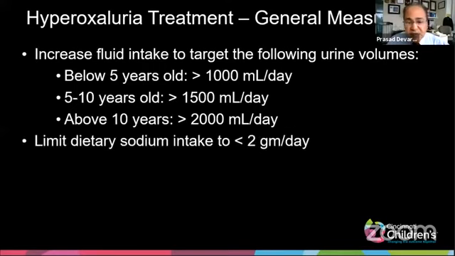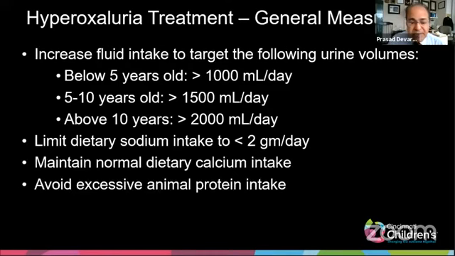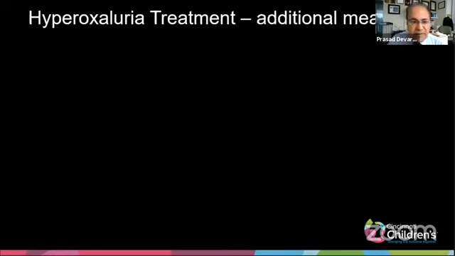We do limit their dietary sodium intake because excessive sodium intake will lead to excessive sodium in the urine, which drags calcium with it and causes increasing calcium oxalate crystals. As I said before, we maintain normal dietary calcium. We avoid excessive animal protein intake, easy for vegetarians, not easy for non-vegetarians. The reason why animal protein is associated with increased kidney stones is because it acidifies the urine and causes more crystal formation. And we normalize vitamin D status because if a patient has excessive vitamin D, that causes increased calcium absorption from the gut and excessive calcium deposition in the kidney.